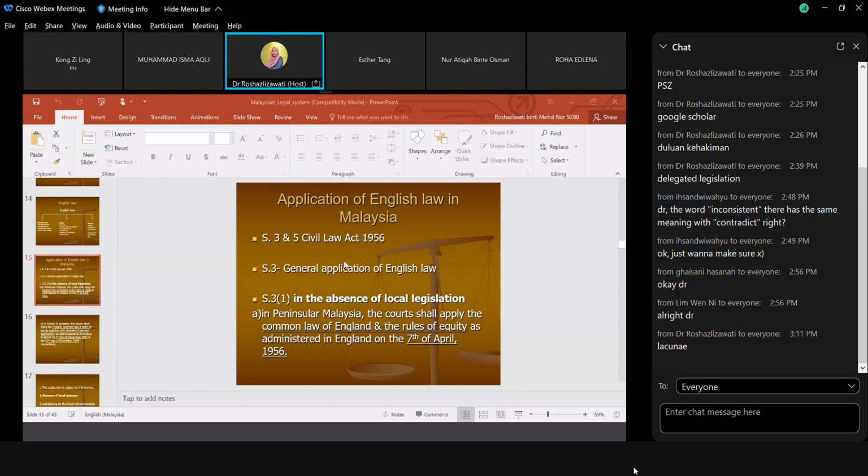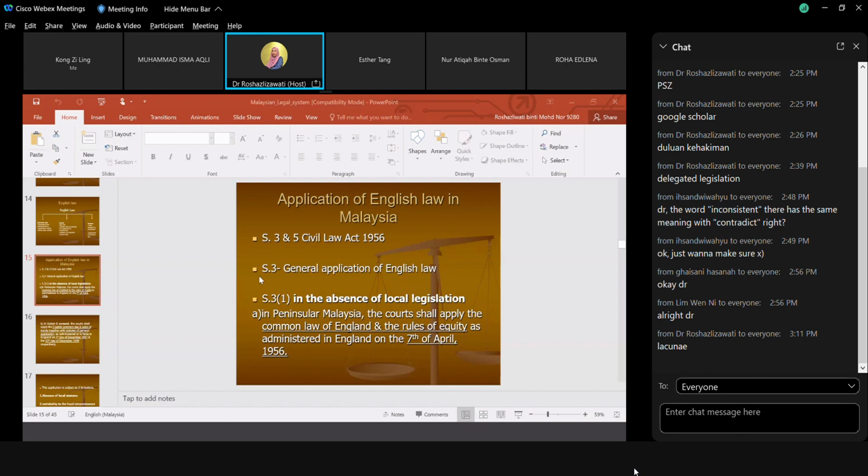Okay, so we go back to our discussion. Referring to application of English law, please highlight section 3 and section 5 of Civil Law Act 1956, di mana section 3 relates to general application of English law. Whatever law which is considered as general application: evidence law, criminal law, civil law, civil procedure, criminal procedure, probate, about will. Okay, so that one is general application of English law.